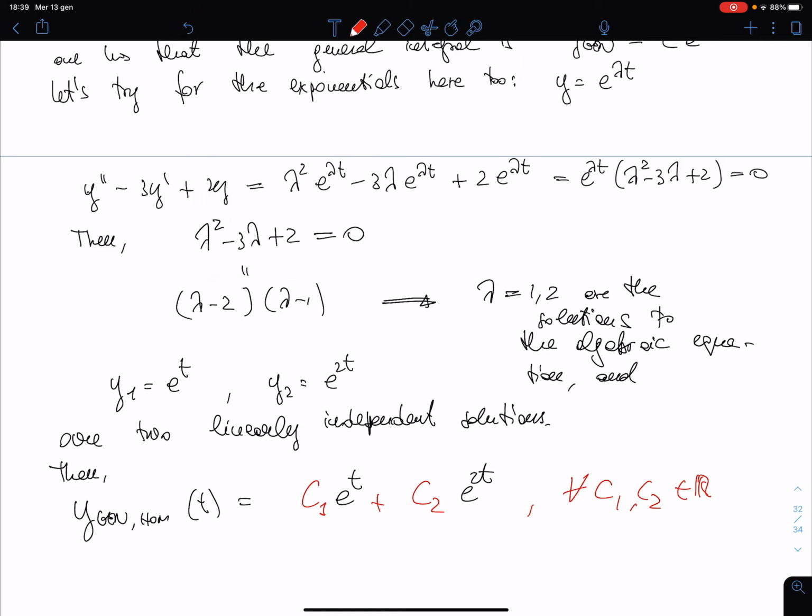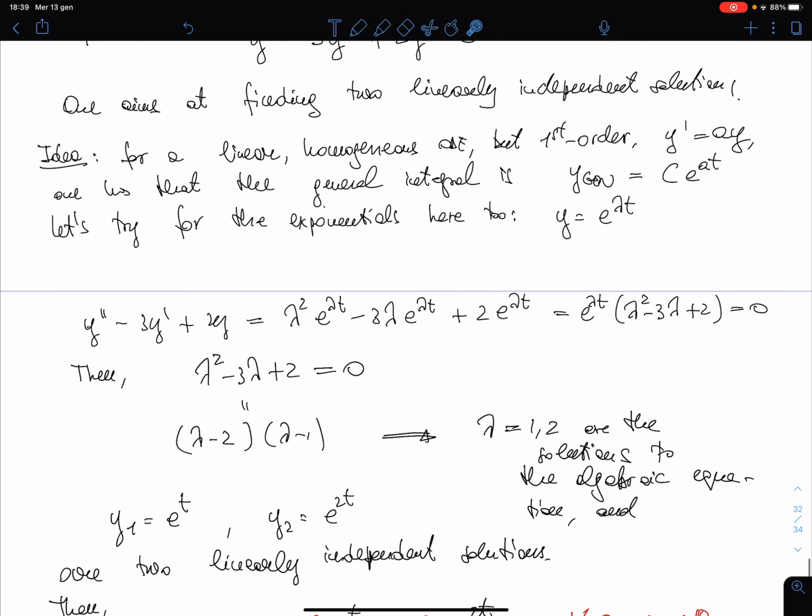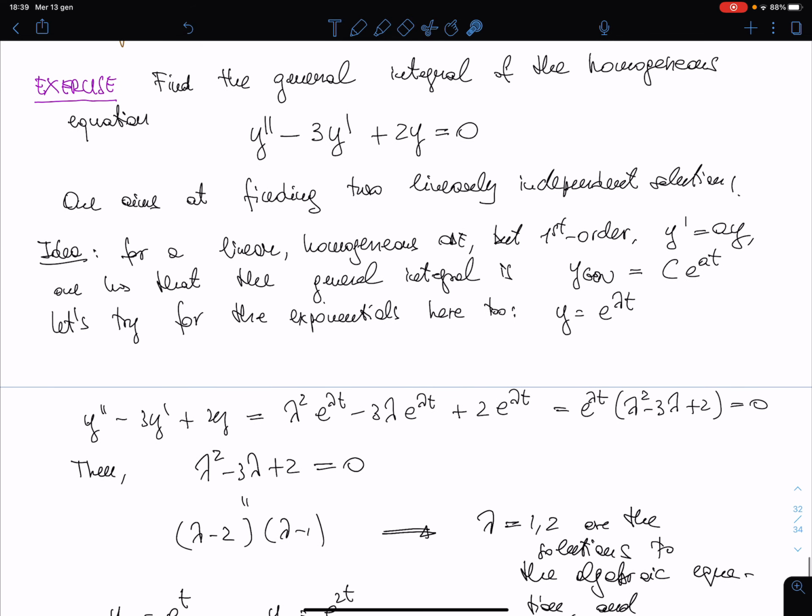Oh, by the way, notice that there is a correspondence between this differential equation and this other equation. When you have the second derivative, you put lambda squared. When you have the first derivative, you put lambda, and so on. And the second one is called the associated algebraic equation to asterisk here.